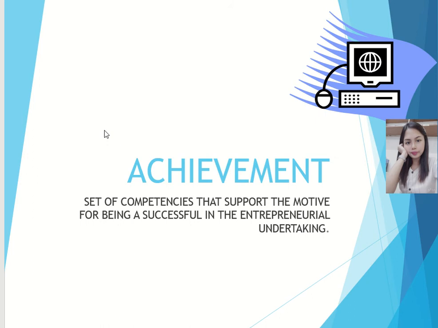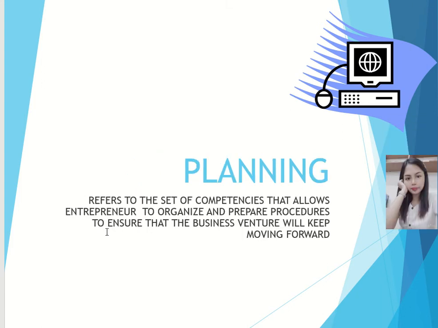Next is achievement. These are the set of competencies that support the motive for being successful in entrepreneurial undertaking. So achievement, these are your achievements. For example, you are selling something and then you earn from that business more than your budget, it means you have already achieved something. Next, planning refers to the set of competencies that allows an entrepreneur to organize and prepare procedures to ensure that the business will keep moving forward.